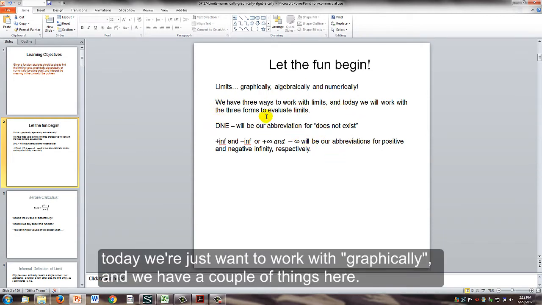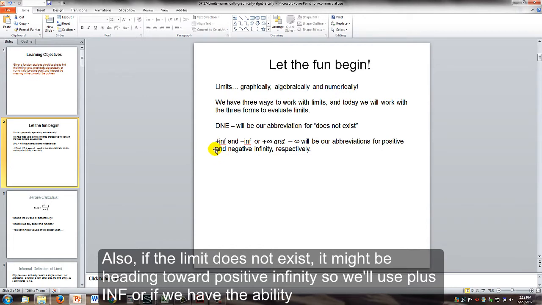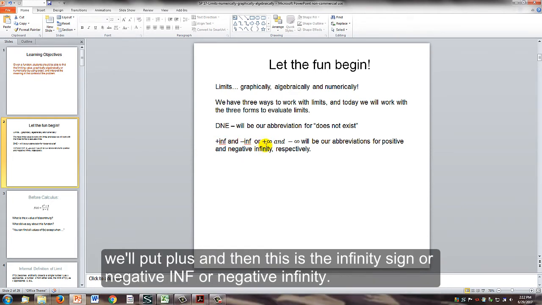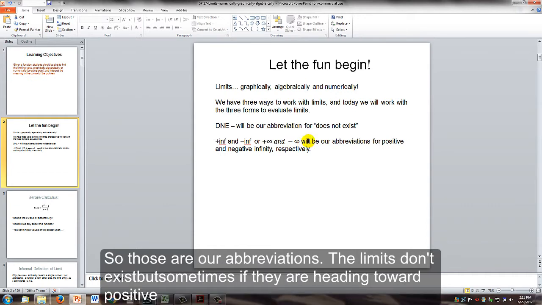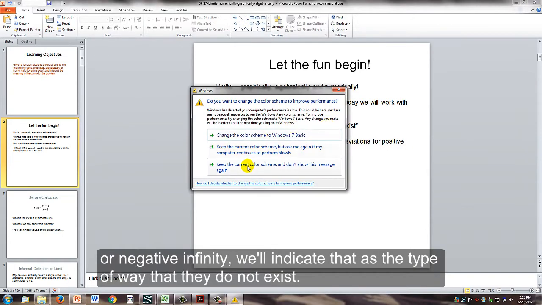Today we just want to work with graphically, and we have a couple of things here. First of all, if the limit does not exist, we'll write DNE. So DNE stands for does not exist. Also, if the limit does not exist, it might be heading toward positive infinity, so we'll use plus INF, or if we have the ability, we'll put plus and then the infinity sign, or negative INF or negative infinity. So those are abbreviations. The limits don't exist, but sometimes if they're heading toward positive or negative infinity, we'll indicate that as the type of way that they do not exist.